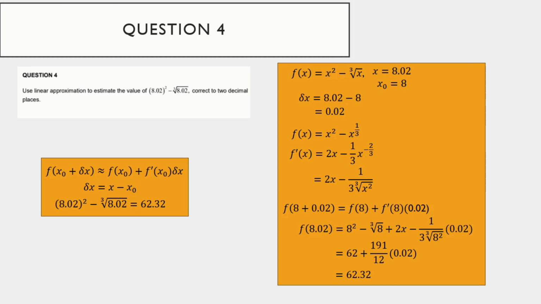Then we calculate the derivative. f prime x is equal to 2x minus 1 over 3 x power of negative 2 over 3. Finally, we substitute the values into the formula. Therefore, we will get 62 plus 191 over 12 times 0.02. Then rounding to 2 decimal places gives 62.32.